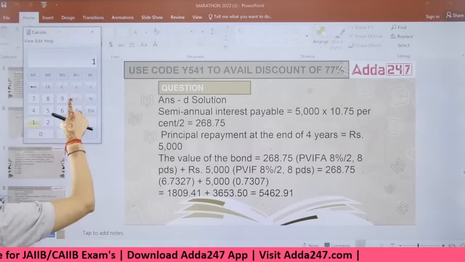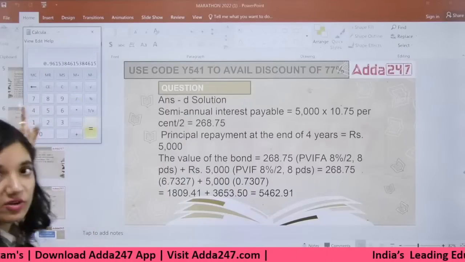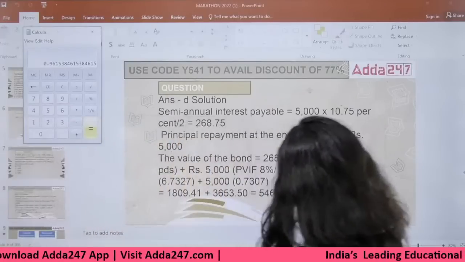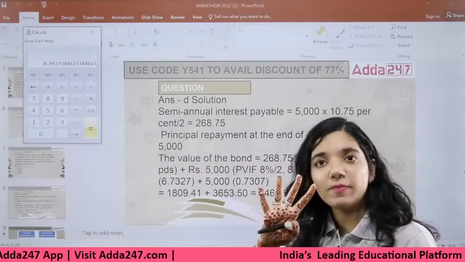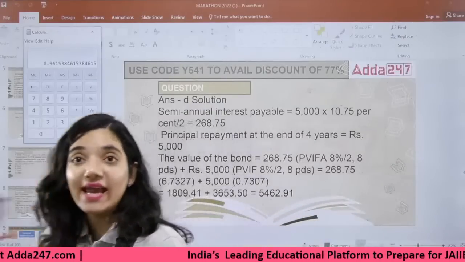So for the question, I'm going to use 1 divided by 1.04. So this is the PV factor. For the first one, it's going to be 0.961. We have got 8 times, so it's going to be 4% and 8 times. Kindly correct it. It would be 4% and 8 times.